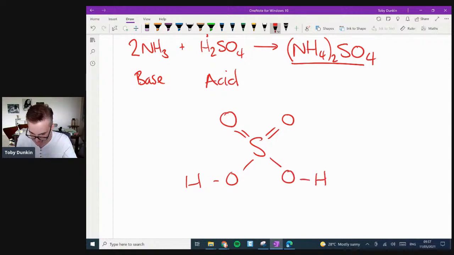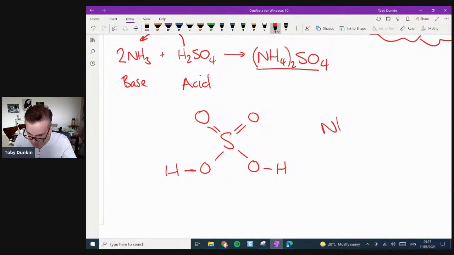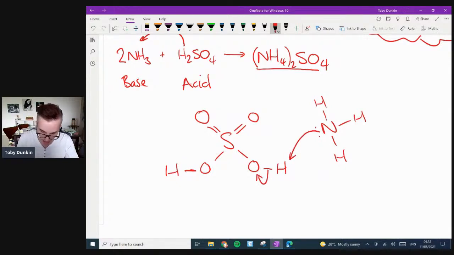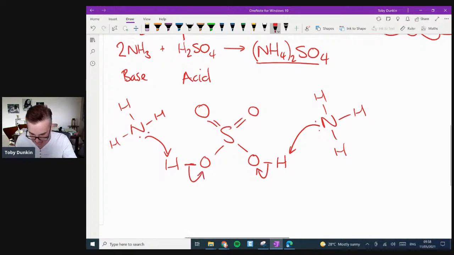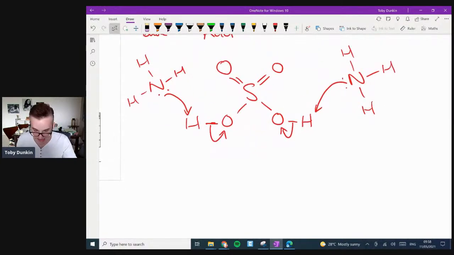So this is sulfuric acid. And what happens is the ammonia comes along with its 3 bonds. Ammonia comes along and it steals the hydrogen, and that then rolls back. And then another ammonia comes along and steals the other one. This is what's happening on a molecular level. I'm showing you what's happening in terms of electrons here, guys. This is stealing the H plus, and this is doing the same thing, stealing H plus, stealing H plus.